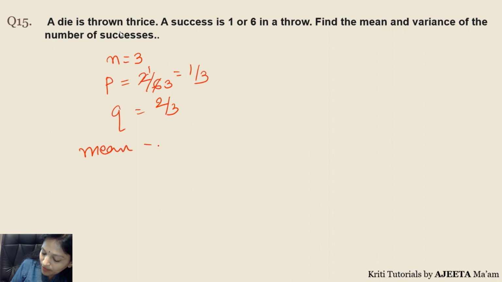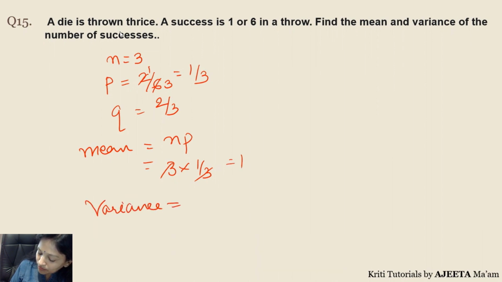So mean will be NP. So 3 into 1 by 3, that is 1. What will be your variance? Your variance will be nothing but NPQ. So that is 1 into 2 by 3. That comes out to be 2 by 3.